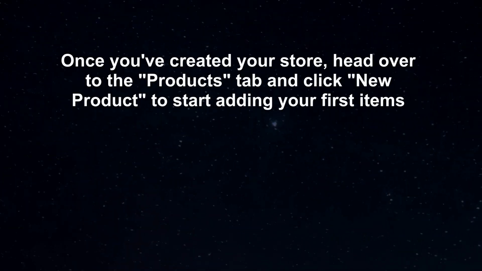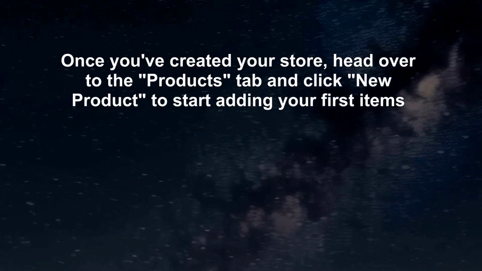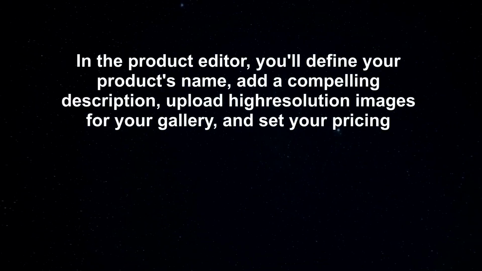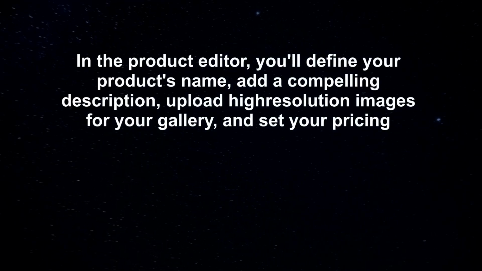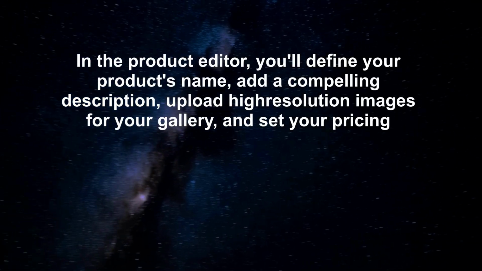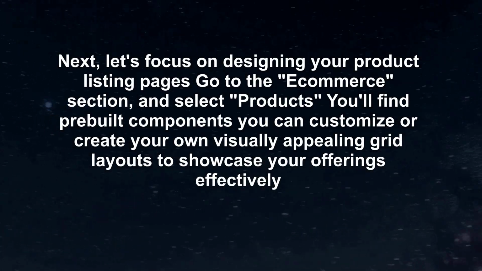Once you've created your store, head over to the Products tab and click New Product to start adding your first items. In the product editor, you'll define your product's name, add a compelling description, upload high-resolution images for your gallery, and set your pricing. Next, let's focus on designing your product listing pages.